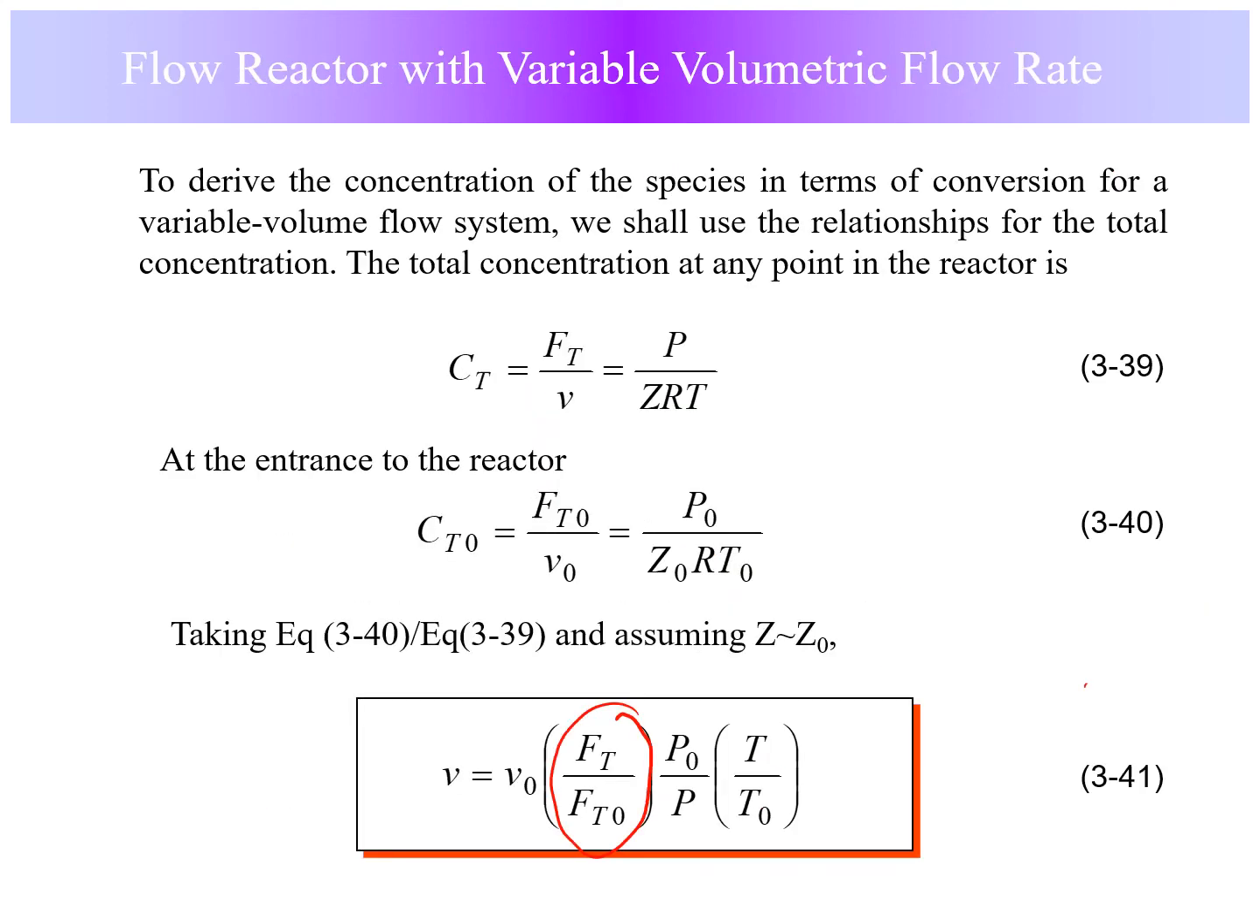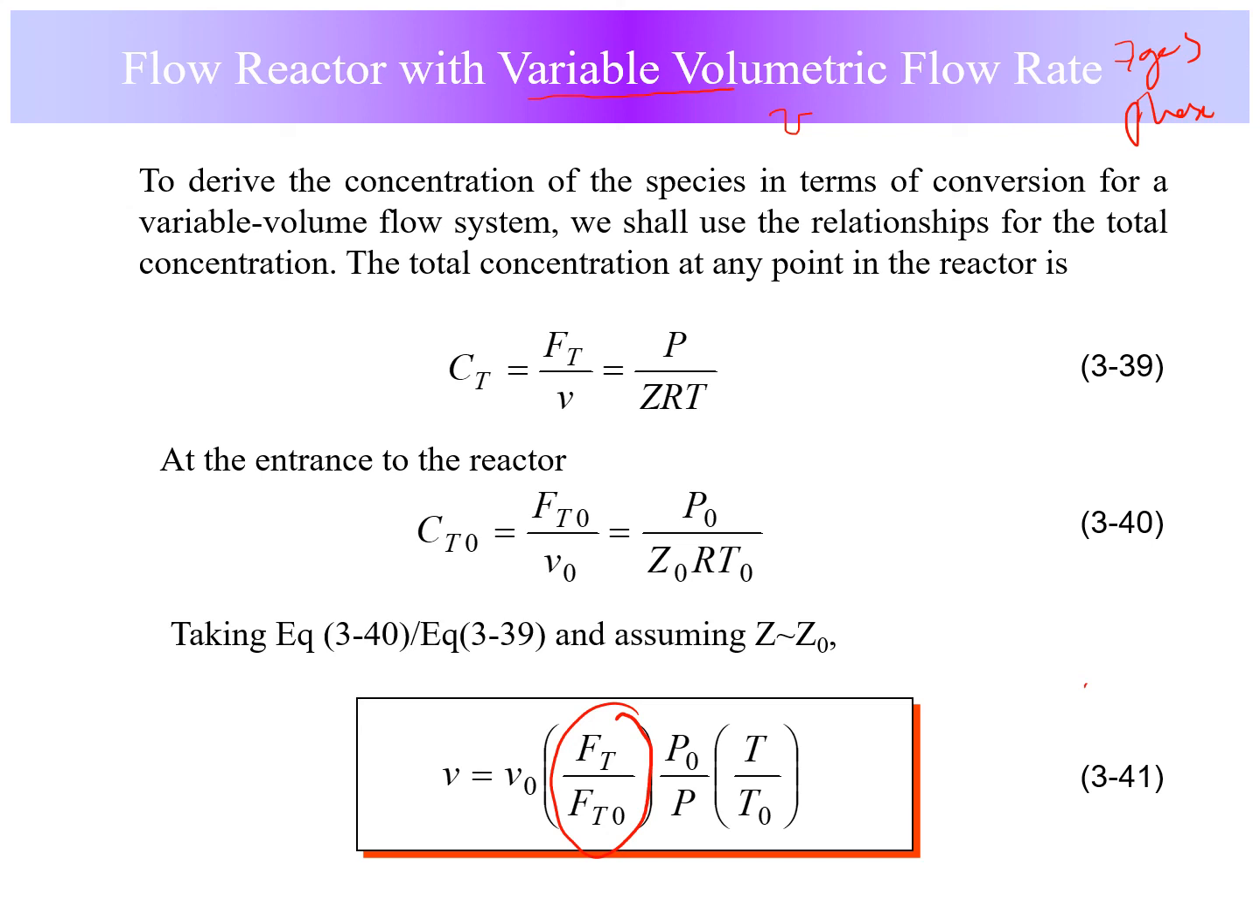So we move on to flow reactor with variable volumetric flow rate. Just now was for constant volumetric flow rate. Now this is variable volumetric flow rate. We are still in the flow system. To derive the concentration of the species, I forgot to say this is for gas phase, don't get confused.